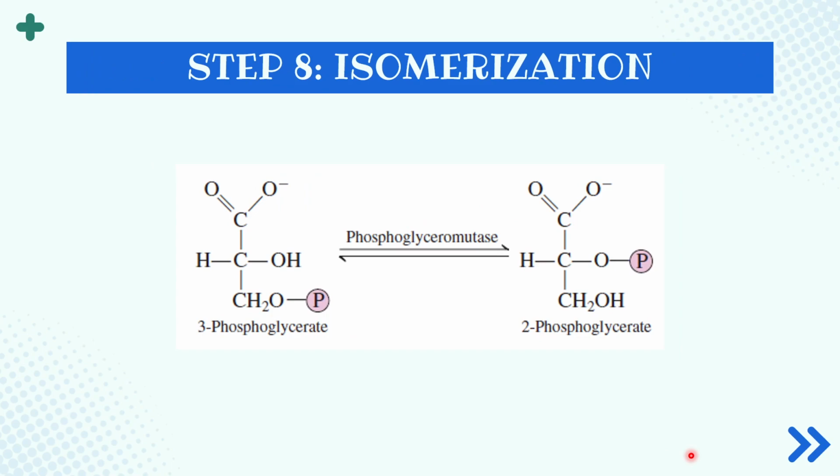And then the next step is another isomerization, wherein what we rearranged here is just the position of your phosphate. So originally, the phosphate is here in your 3rd carbon. So we will transfer it to your 2nd carbon, replacing the OH. So si OH na naman yung andun sa 3rd carbon nyo. So now we have your 2-phosphoglycerate.